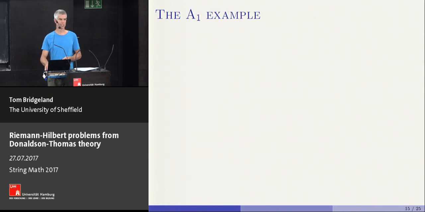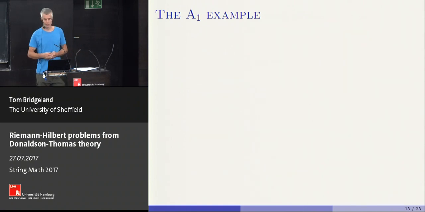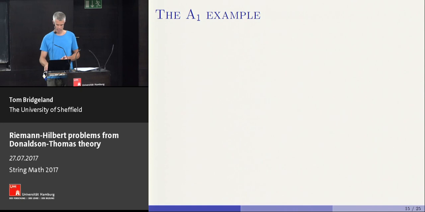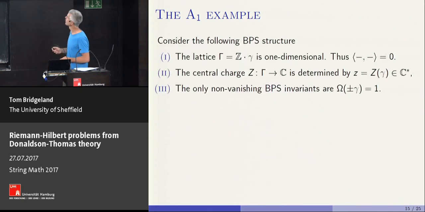Okay, so let's start. So we had the A2 example, which some of you may have considered to be beneath you and too trivial. So the A1 example is even more trivial. It's the following thing. So we take a one-dimensional lattice. Since the form is skew-symmetric, it has to be 0.